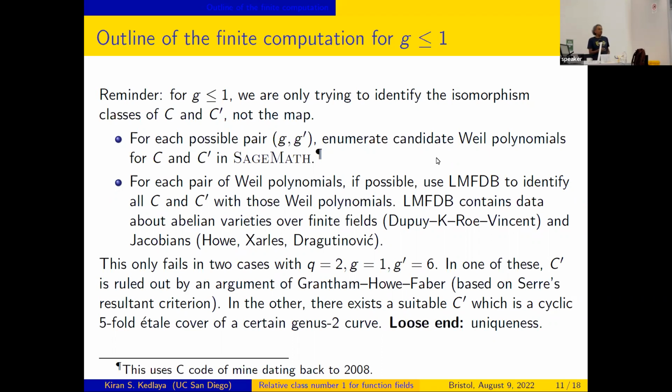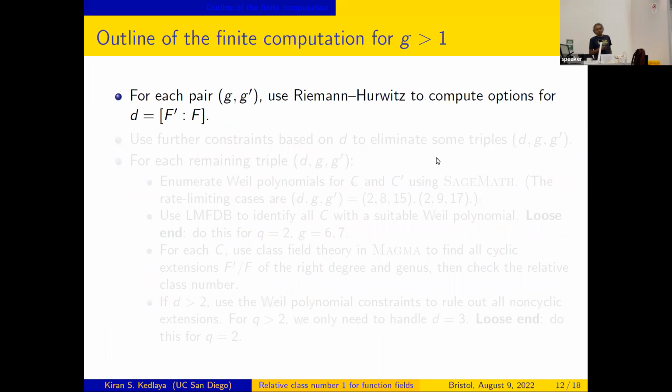The other case, you can't rule it out because it actually occurs. Conveniently, it shows up elsewhere in my calculation as a cyclic 5-fold étale cover of some genus 2 curve. There is a loose end to prove that this is the only way that this Weil polynomial can occur. But modulo that one loose end, I've completely covered the case where the bottom genus is at most 1. Now, what happens when the bottom genus is bigger than 1?